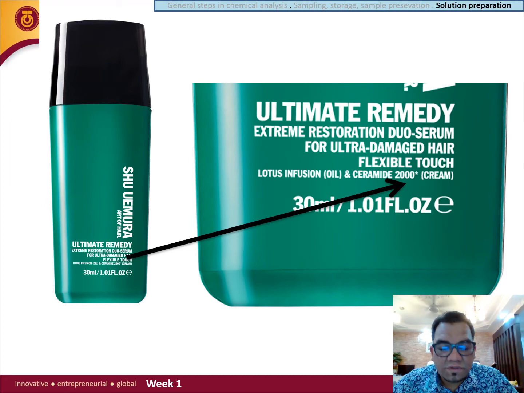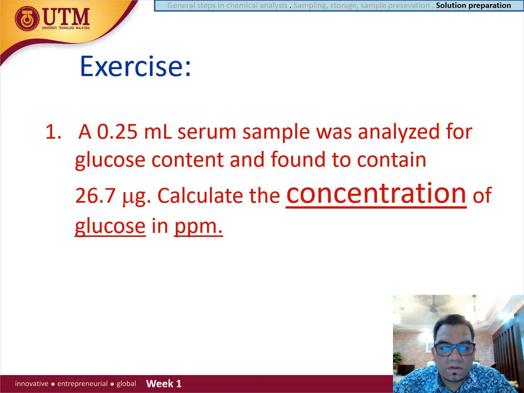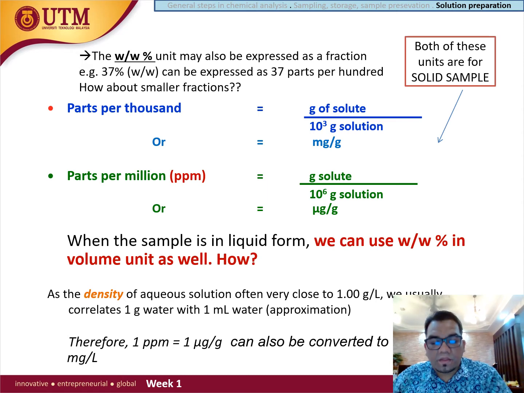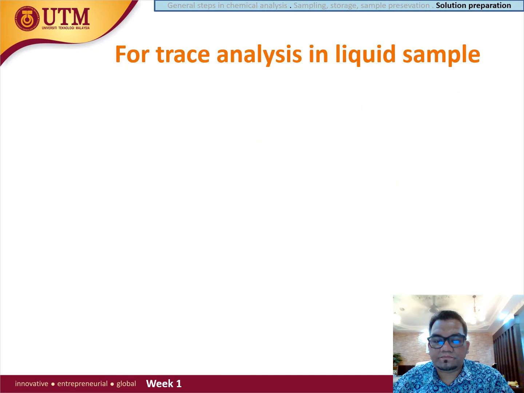A 0.25 milliliter serum sample was analyzed for glucose content and found to contain 26.7 microgram. Calculate the concentration of glucose in ppm. So therefore, 1 ppm is equal to 1 microgram per gram, which can also be converted to 1 microgram per milliliter or 1 milligram per liter.